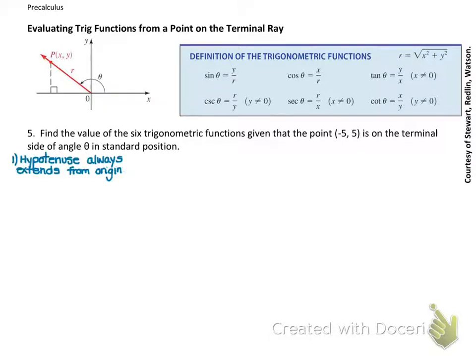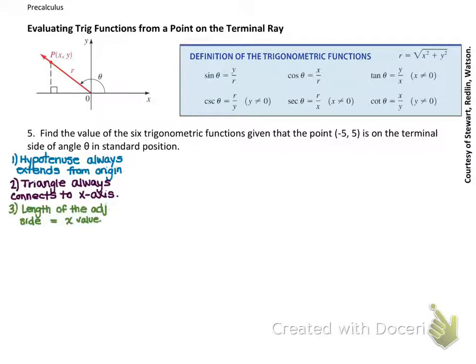Before we begin, there are a couple of rules that we need to note. When we draw the triangle, first, our hypotenuse is always extended from the origin. Second, the triangle is always going to be connected to the x-axis. Third, the length of the adjacent side equals an x value. And lastly, the length of the opposite side equals the y value. So we need to keep these rules in mind.